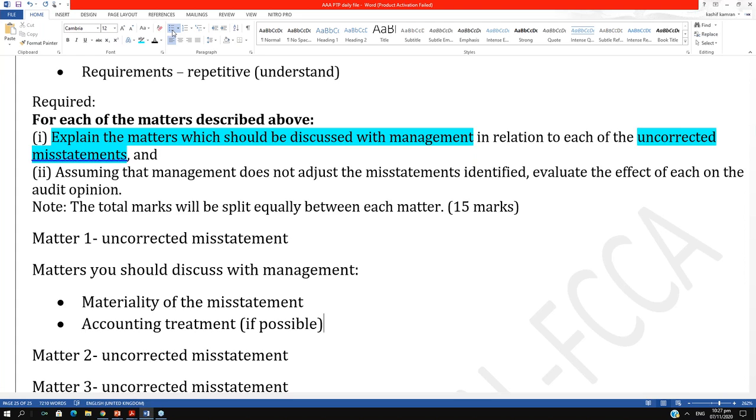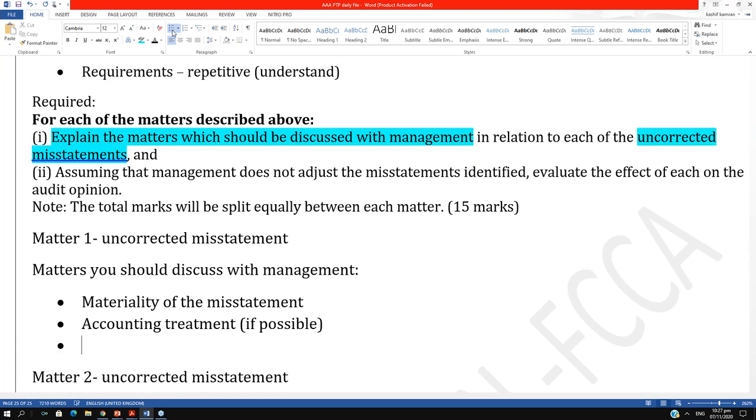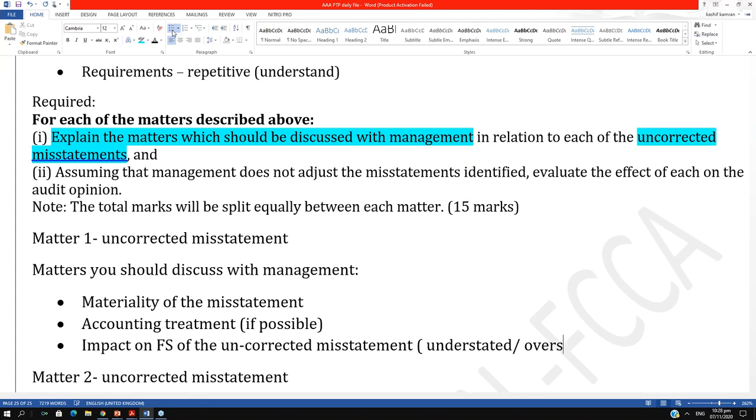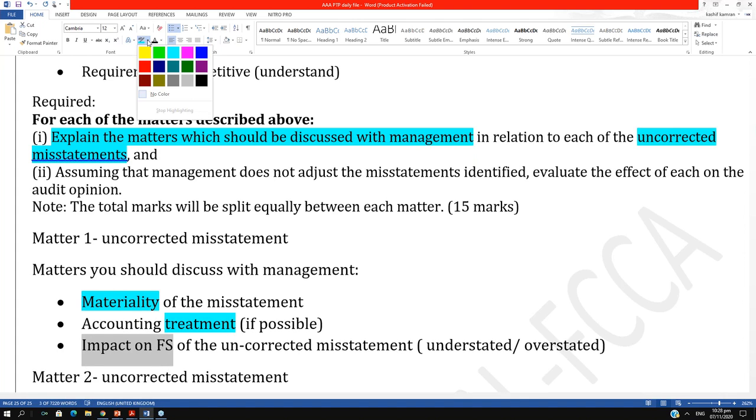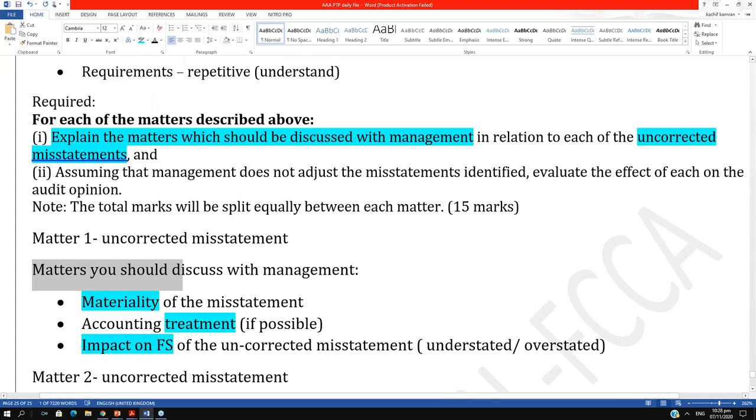Number three, you discuss with management the impact on the financial statements of the uncorrected misstatement. That is, what will be understated and what will be overstated because of the uncorrected mistake. So you discuss with management the materiality, the treatment, and the impact on the financial statement.